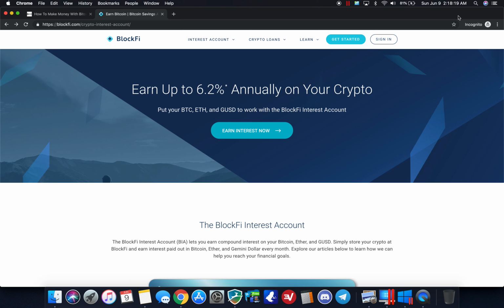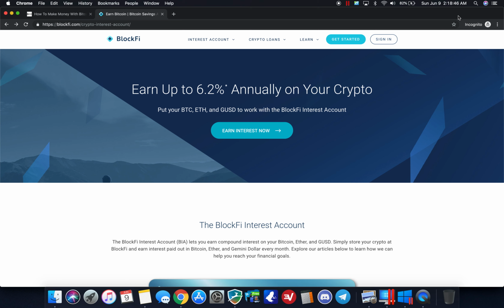So here you can earn up to 6.2% compound interest month over month, for 1 year, 2 year, 3 year, 4 year, 5 year, whatever you choose, and you can withdraw it at any time. This gives you a way, if you're holding on to Bitcoin or Ethereum, which are the 2 coins that this supports, also GUSD now if you want to hold a stable coin. Basically, if you want to earn interest on your long-term holdings, this is a good way to do that.